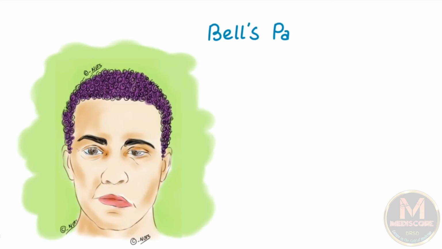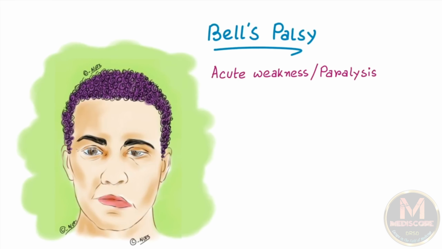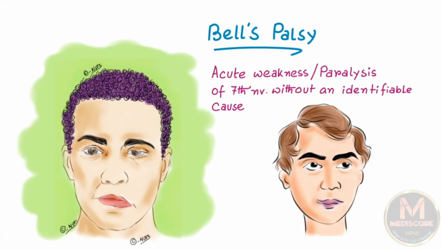So Bell's palsy is an acute paralysis or weakness of the seventh cranial nerve, or facial nerve, without any identifiable cause. That was first described by Sir Charles Bell. Accordingly, Bell's palsy was named.